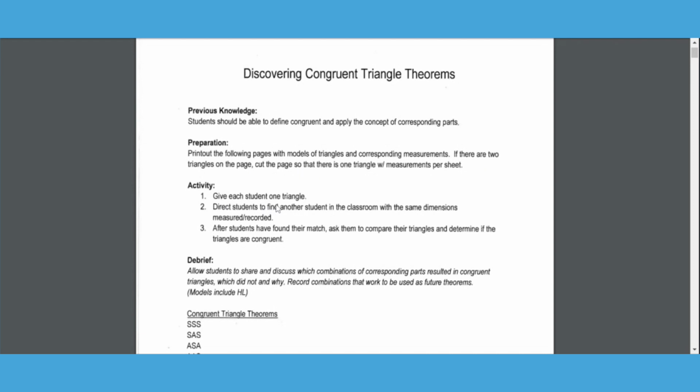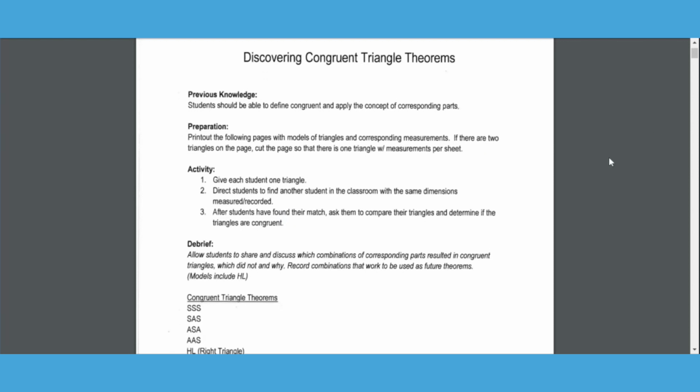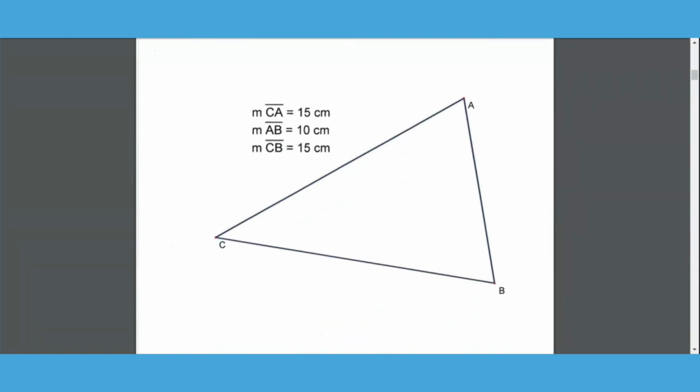Each student is given one of those triangles and then asked to find the other student in the classroom that has the same dimensions that are recorded on their paper. Students will not have to do any measuring themselves. Those measurements and recordings are already attached to their triangle. After they have found their match, they're then asked to compare those triangles to determine if they are in fact congruent.